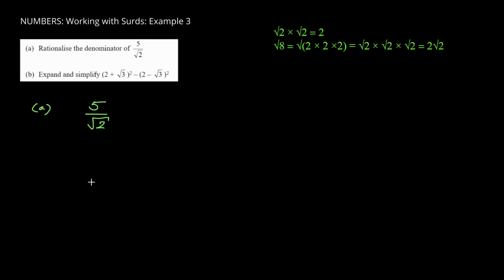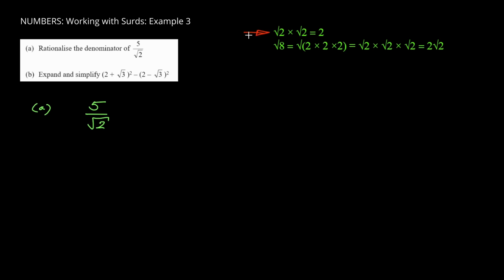Okay, in part A, we've been asked to rationalise the denominator of 5 divided by the square root of 2. Now, all rationalise means is turn into a rational number. In other words, remove the surd. Well, to remove this surd, we're going to employ the first of our rules or techniques here.